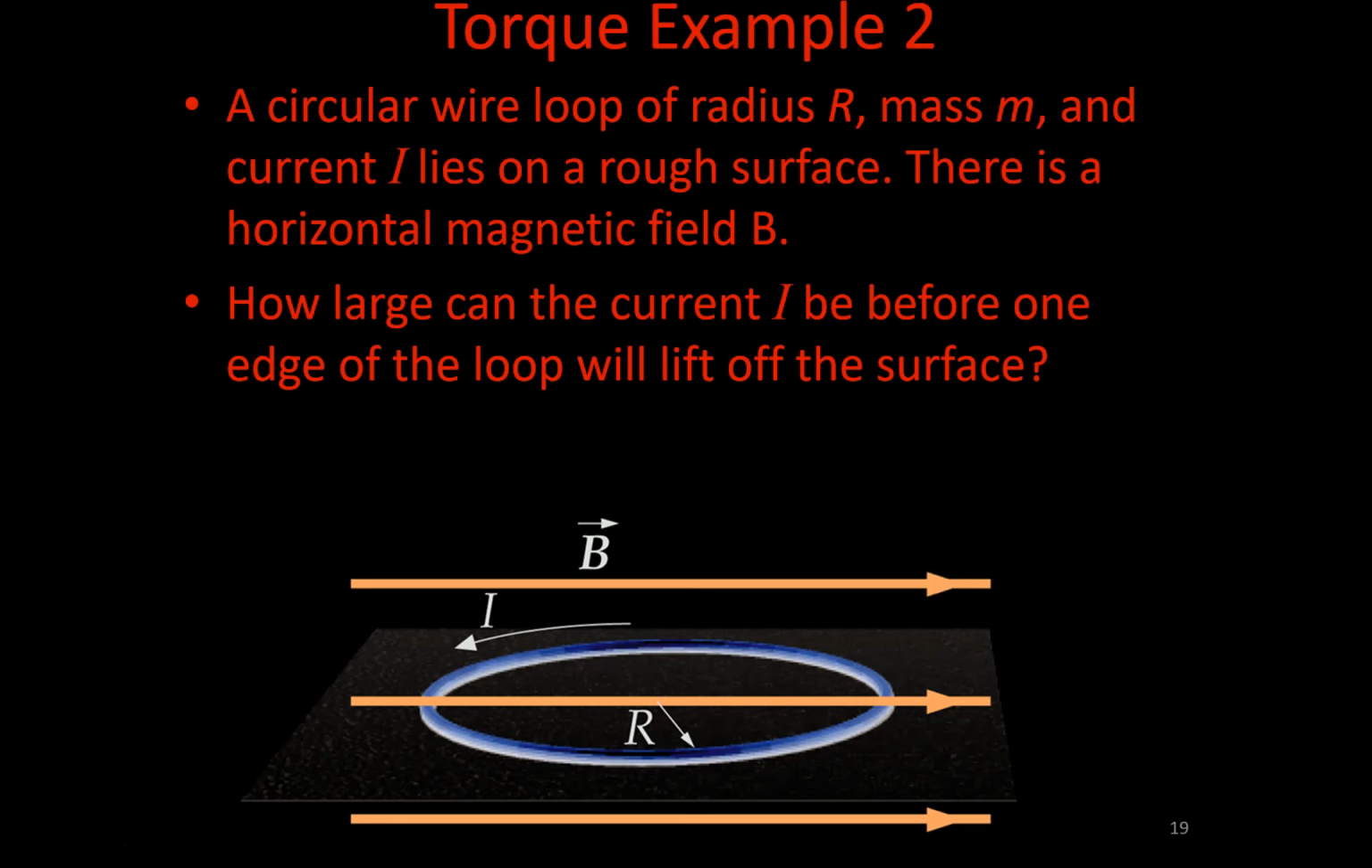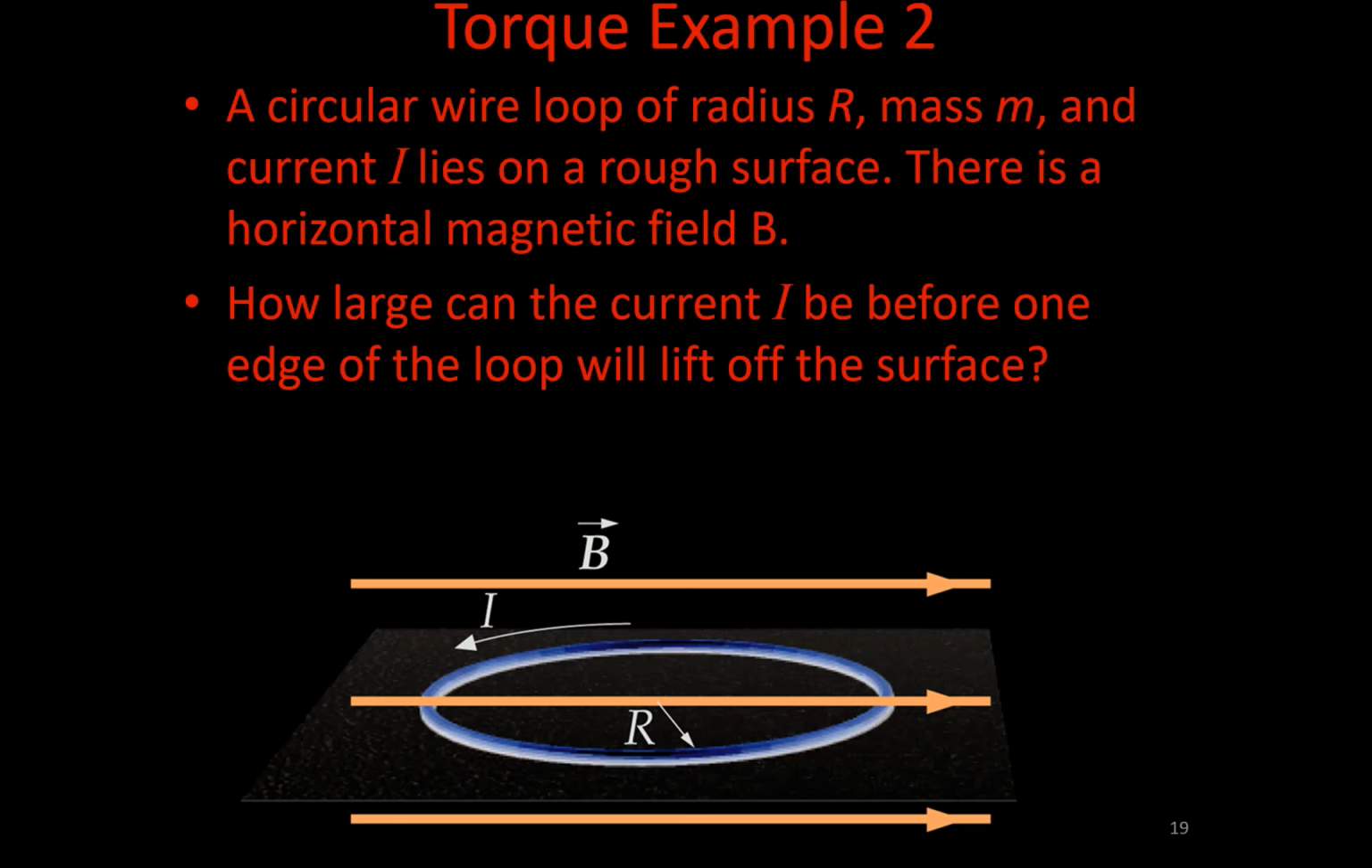So how large can the current I be before one edge of this loop will lift off of the surface? So we pass a current through this ring, through this loop of material, and then we keep increasing I until it lifts up off of this surface. So the question is, how big do we have to make I now for this to levitate?